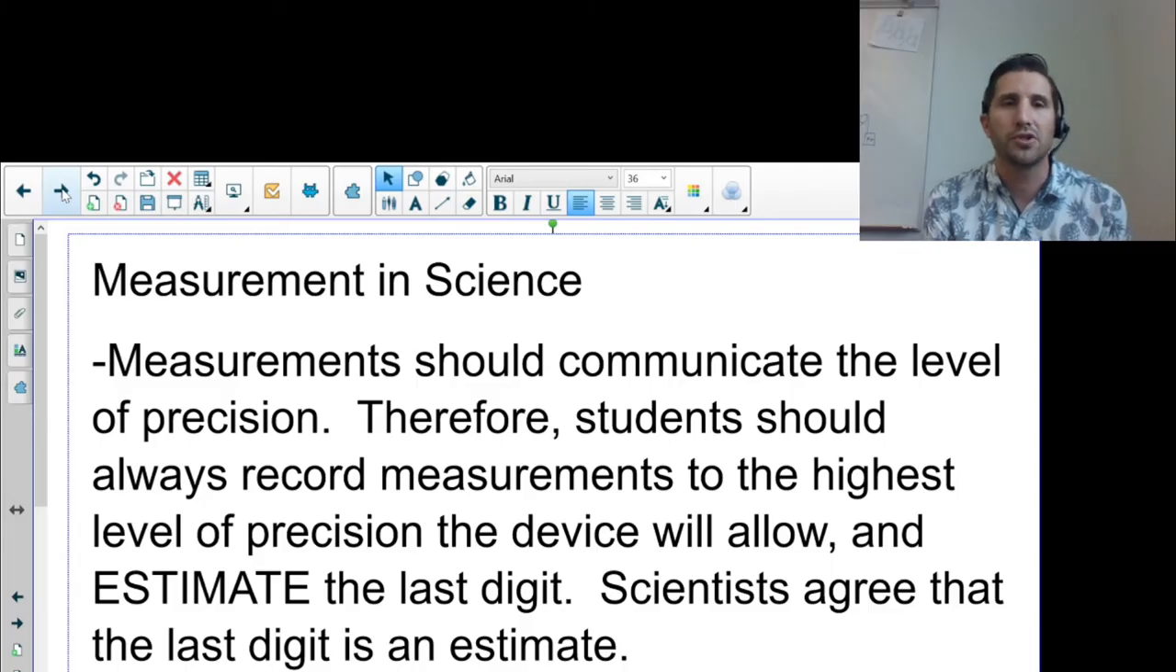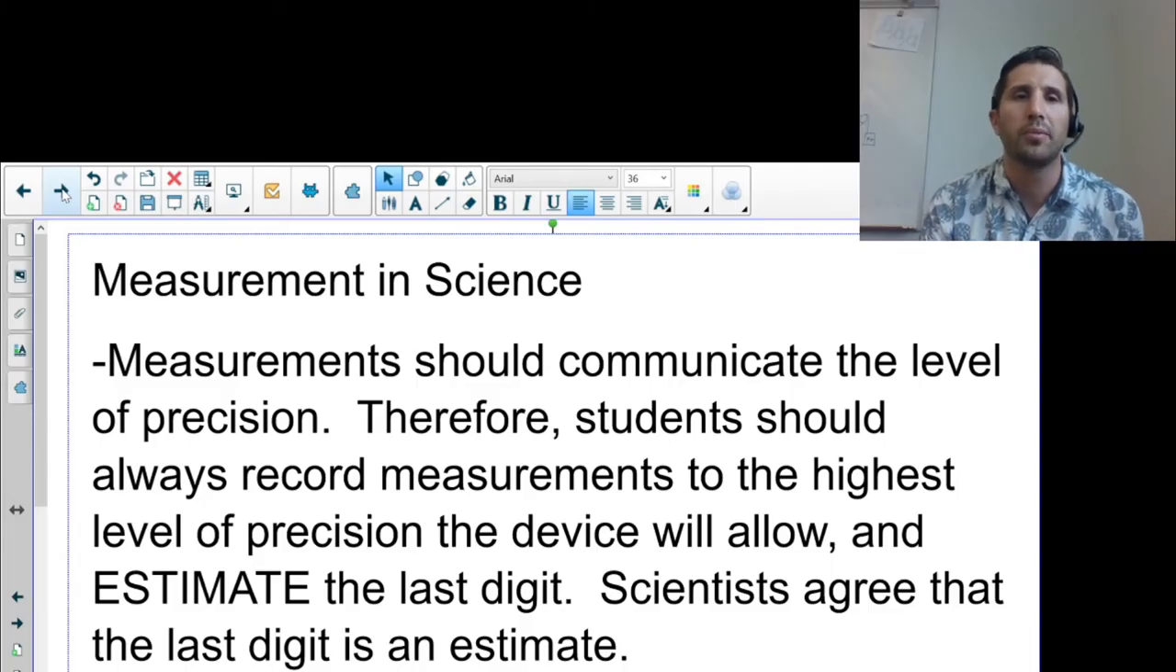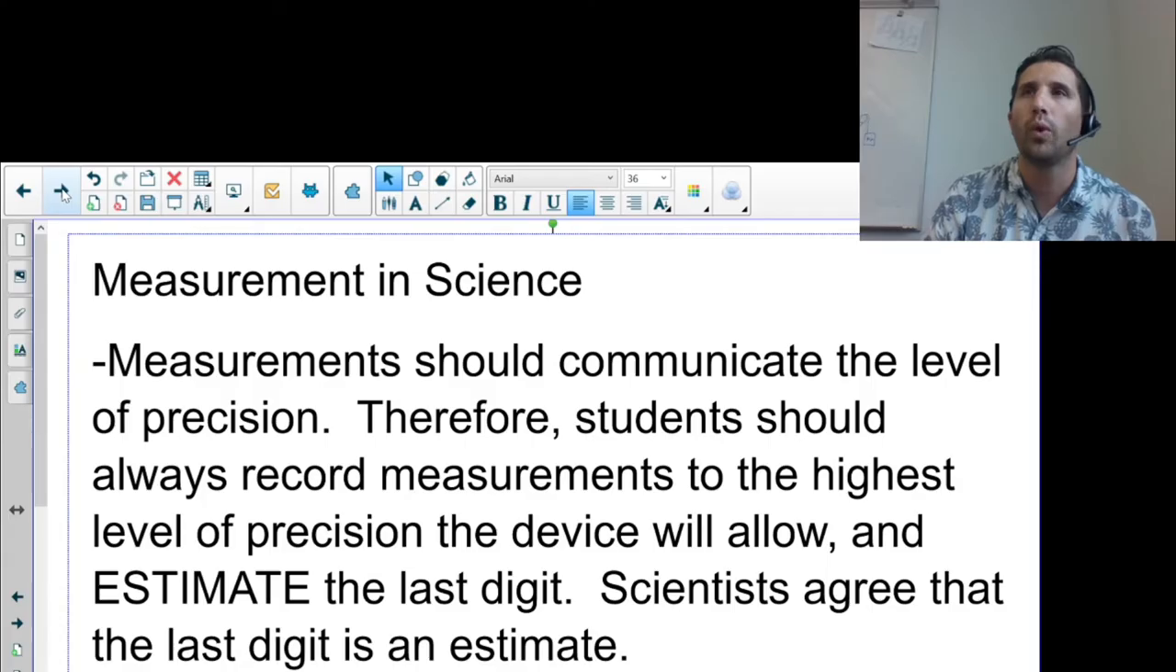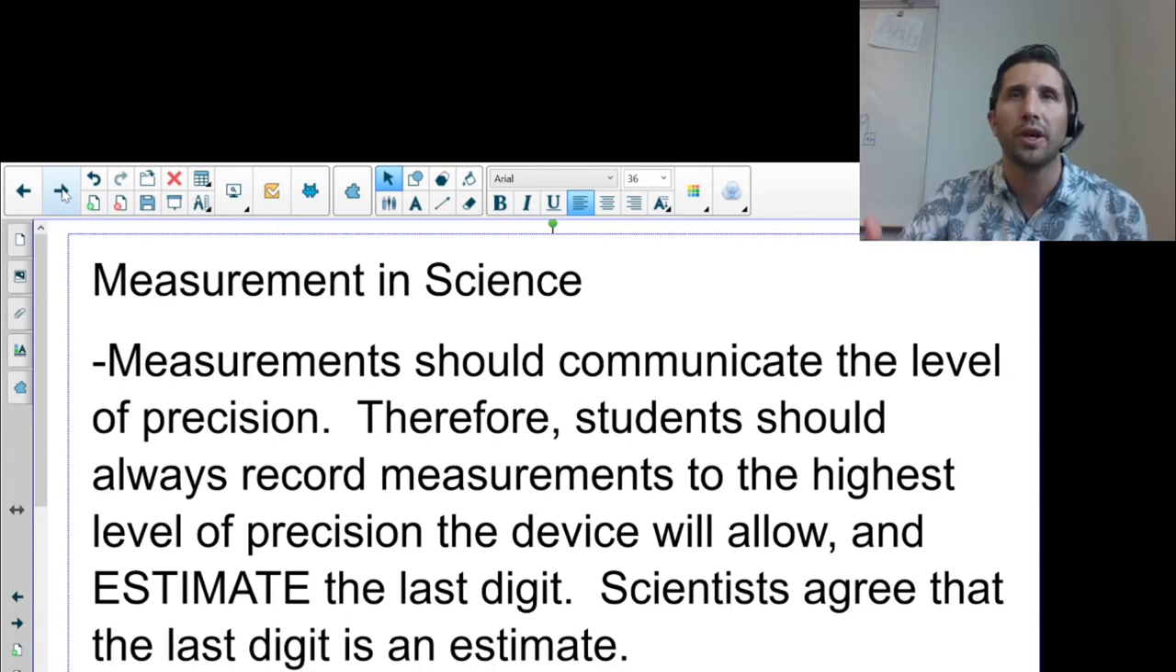Okay, so now on to measurement. In science, measurements should communicate the level of precision in the measurement. When you measure something, you are secretly also communicating how precisely you were able to measure the thing you wrote down. For that reason, students should always record measurements to the highest level of precision the device will allow and estimate the last digit.